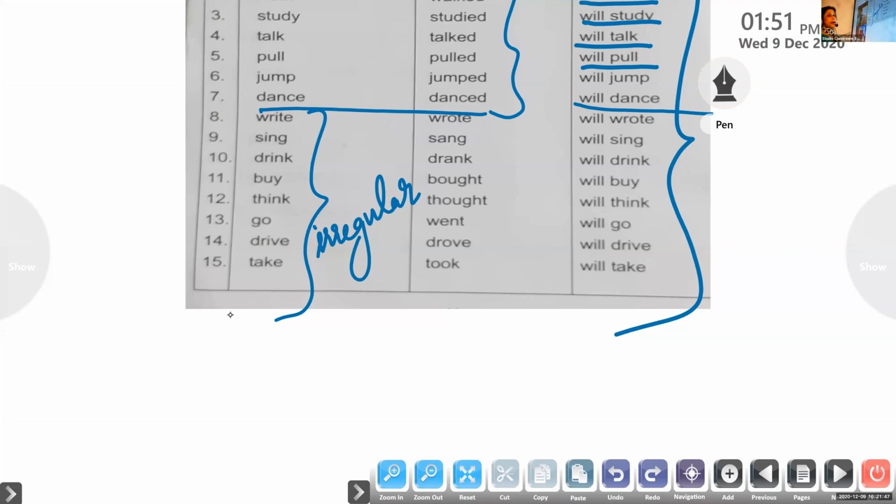Okay, so buy it is bought. Buy it is bought and bring it is brought. Okay, so learn it very well, children. Now we'll move on to the test paper. Are you all ready? Yes, ma'am.